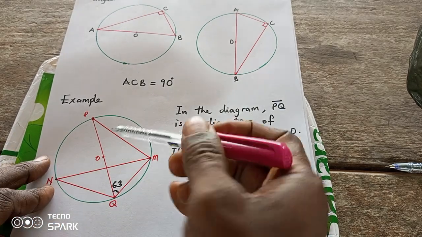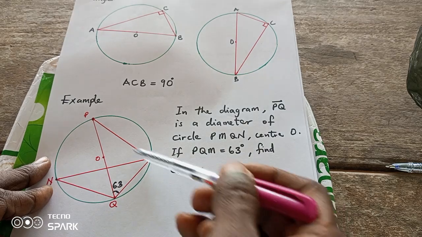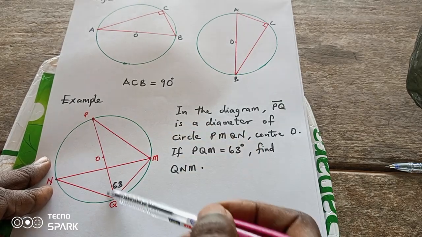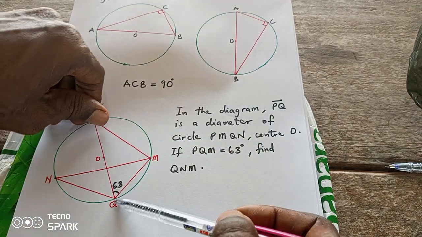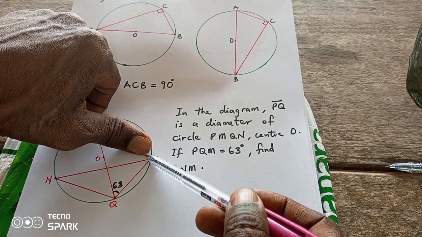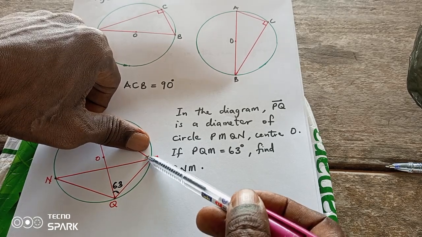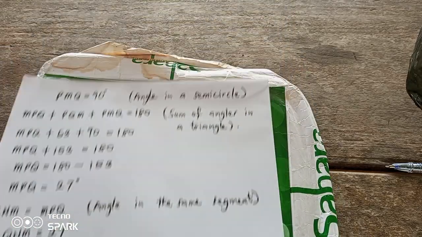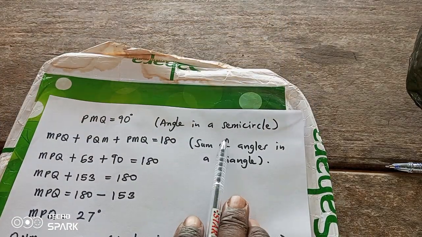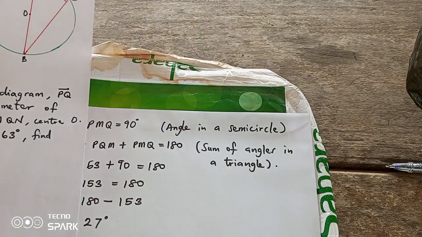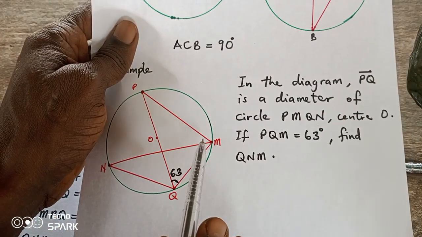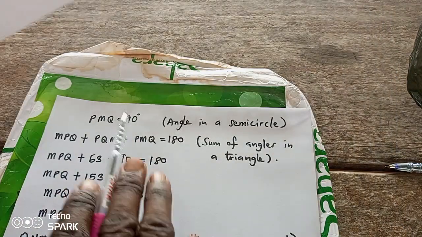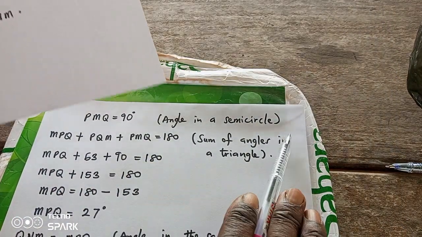Now if you look at it, we say this is a semicircle, considering this is a diameter. Any angle the diameter makes with the circumference, so this whole angle here, should be equal to 90 degrees. Why? Angle in a semicircle. So that means this whole angle PMQ should be equal to 90 degrees, angle in a semicircle.